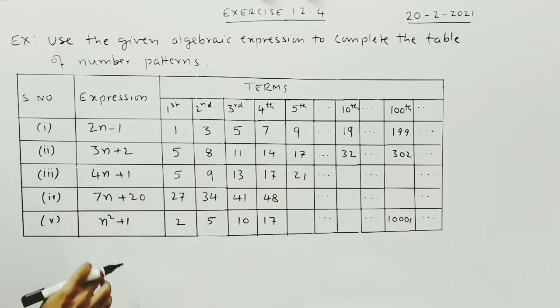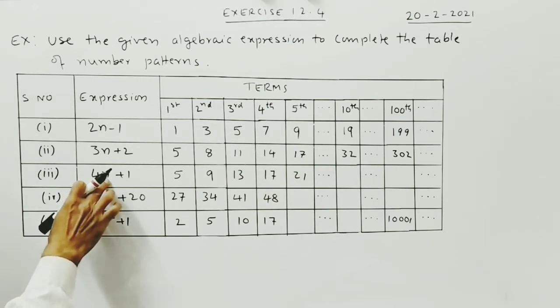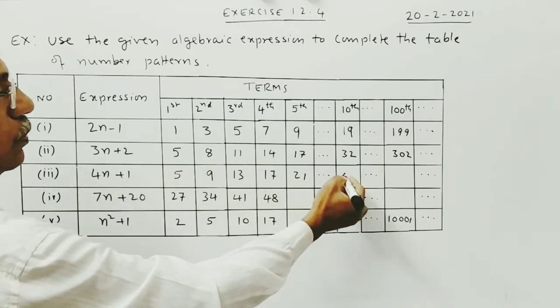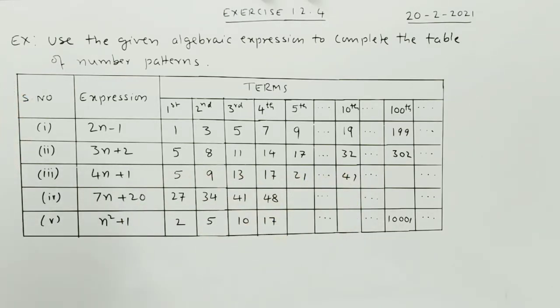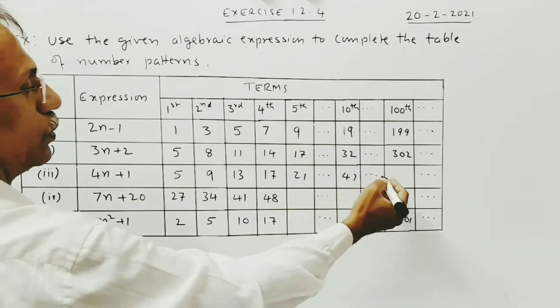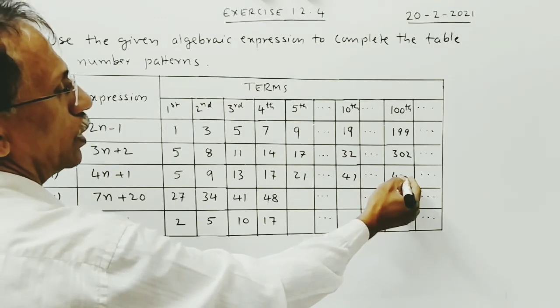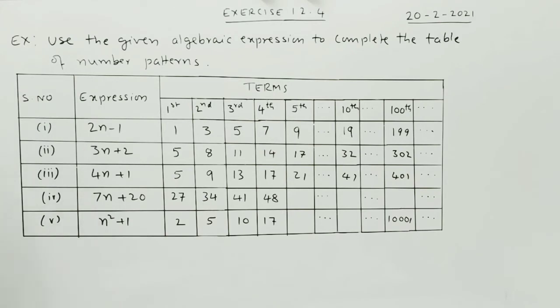21. When n is equal to 10, 40 plus 1, 41. When n is equal to 100, 4 into 100, 400 plus 1, 401.